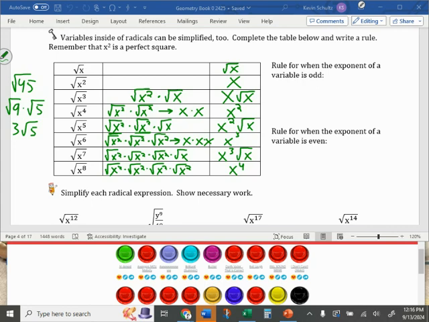Does that apply for the other ones? That applies for any odd power. Any odd power, when you're dealing with variables, you're going to have that extra root x at the end. Aiden, what else do you see?